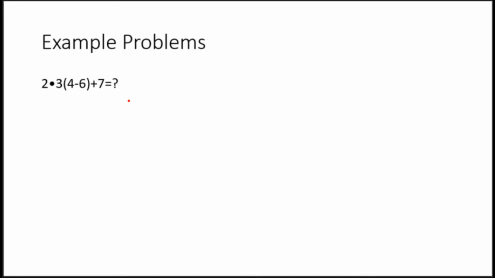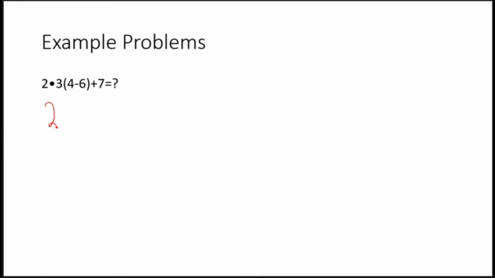So for our last one here, we're going to start with the parentheses. That becomes first in our order of operations. So we have 4 minus 6 equals negative 2. Times 3. This became negative 2.